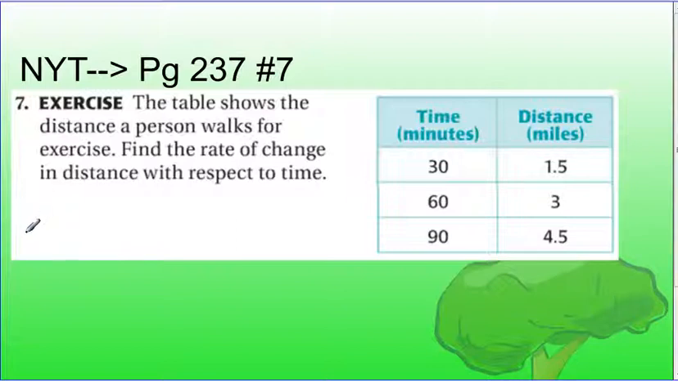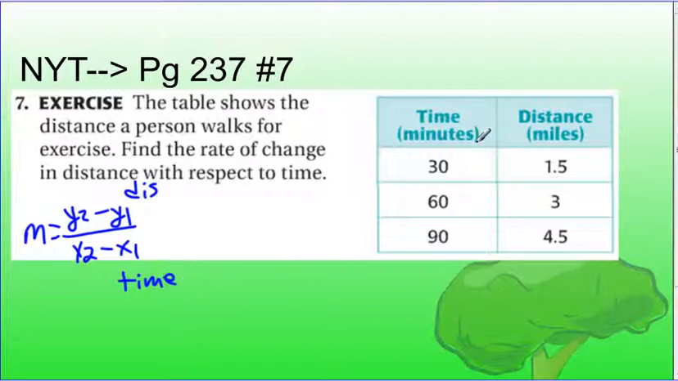So we've got m equals y2 minus y1 over x2 minus x1. Distance with respect to time. Distance, time. So my time is my x values. My distance is my y values. So I'm just going to pick 2 points. Sure, why not these two? So this is going to be x1, y1, x2, y2.